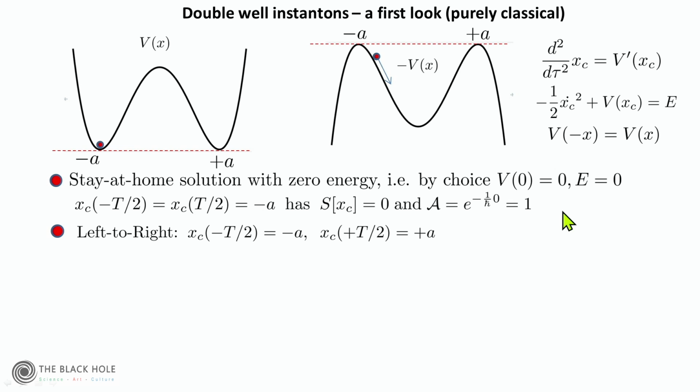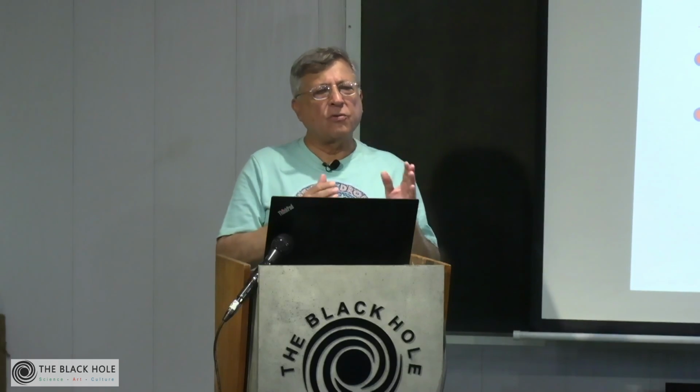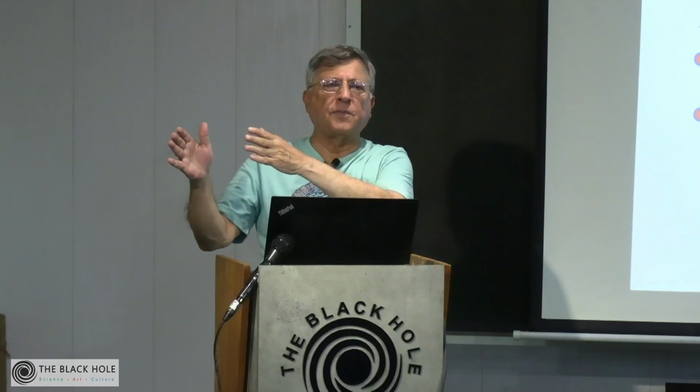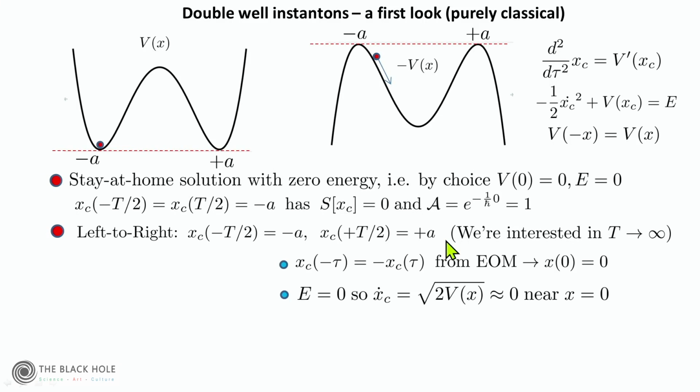Let me look at now the other possibility. So it starts from here and goes here and then goes up. It starts from minus a and ends at plus a. So xc at minus T over 2 is minus a, and xc at plus T over 2 is plus a. And we always keep in mind that T is a big number. So after a long time, this is going to go from one peak to the other peak. Okay, now let's see what are the possibilities.